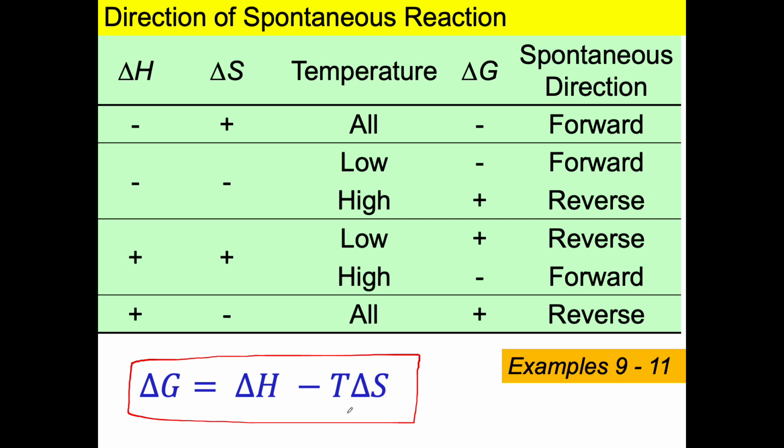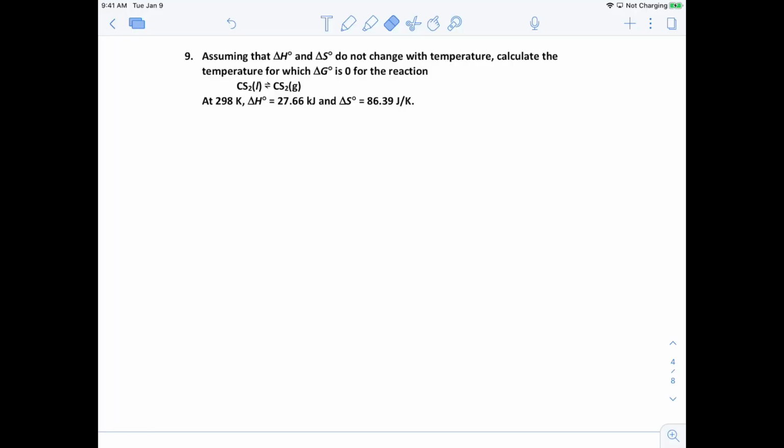All right, let's look at examples 9 through 11. Example number 9 says, assuming that delta H at standard conditions and delta S at standard conditions do not change with temperature, calculate the temperature for which delta G is equal to 0 for the reaction, which would then be the equilibrium. Because delta G is equal to 0, that's going to be the equilibrium.